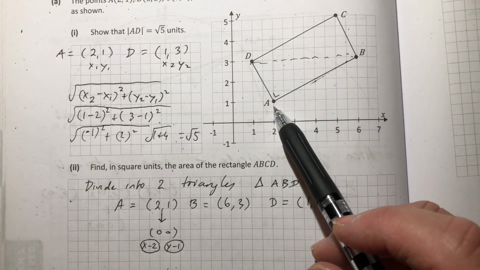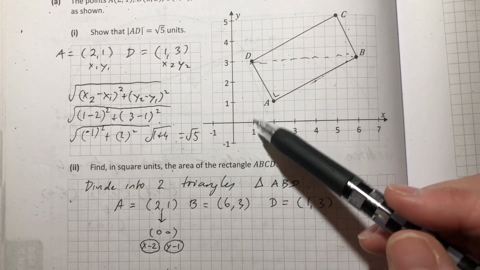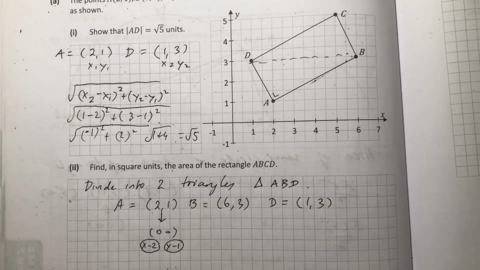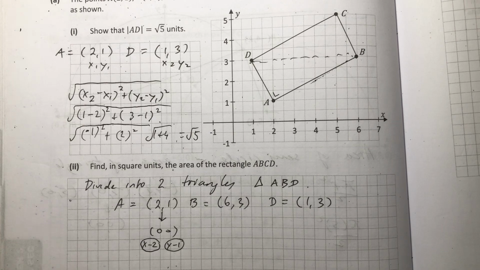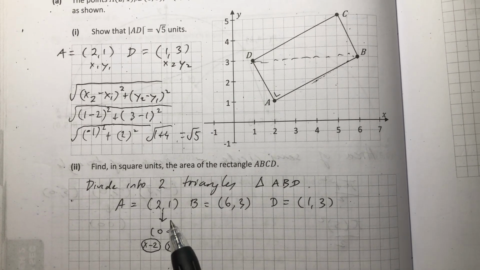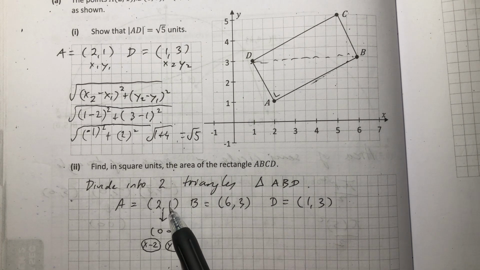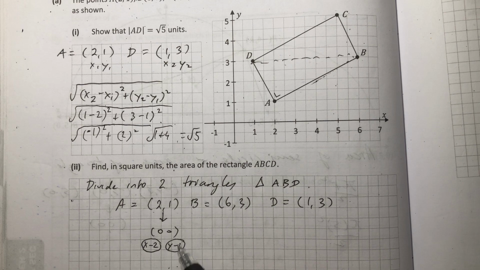So A is 2, 1, B is 6, 3, and D is 1, 3. And again, as we've done in previous examples where we're trying to find the area of a triangle, one of the points has to be 0, 0. I don't have a 0, 0, so I'm going to make one of them 0, 0. 2, 1 to me is the obvious one because it's closest to 0, 0. How do you get from 2 to 0? Take 2 from the x's. How do you get from 1 to 0? Take 1 from the y's.